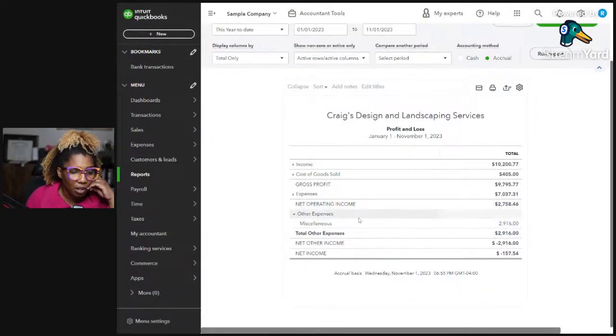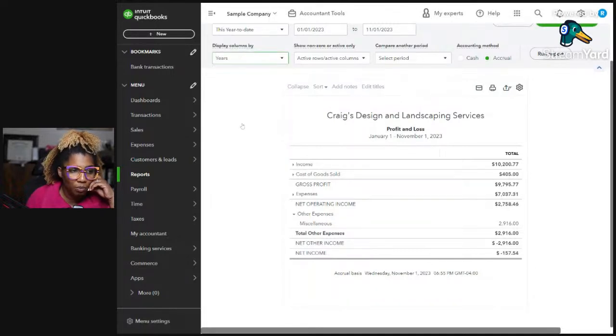That's not it though. There are some other expenses, some miscellaneous, some things that don't necessarily fall neatly into a category, and that was $2,916. So now we can see that after all his expenses were paid, he had a loss. And that's when the fun conversations begin, because now we have to talk about how to deal with this loss. There are only two ways to deal with a loss: either increase your income or reduce your expenses, maybe even both. I love QuickBooks.